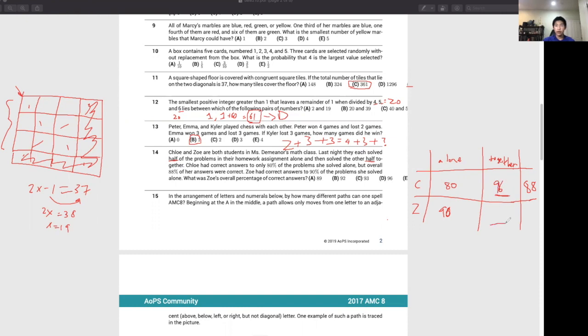And the key here is that since they did the problems together, they must have gotten the same score on those problems. So Zoe must have also gotten a 96 on the problems they solved together. And finally, we take the average of 90 and 96, finding the number in the middle, and that's 93. Therefore, Zoe's overall correct percentage is 93.